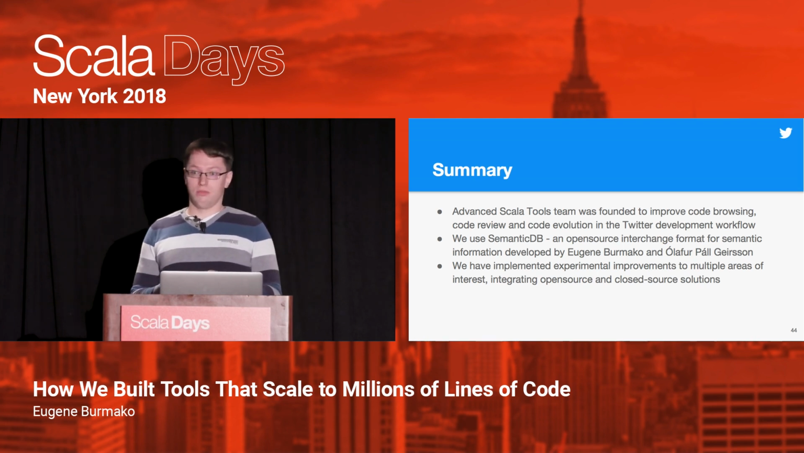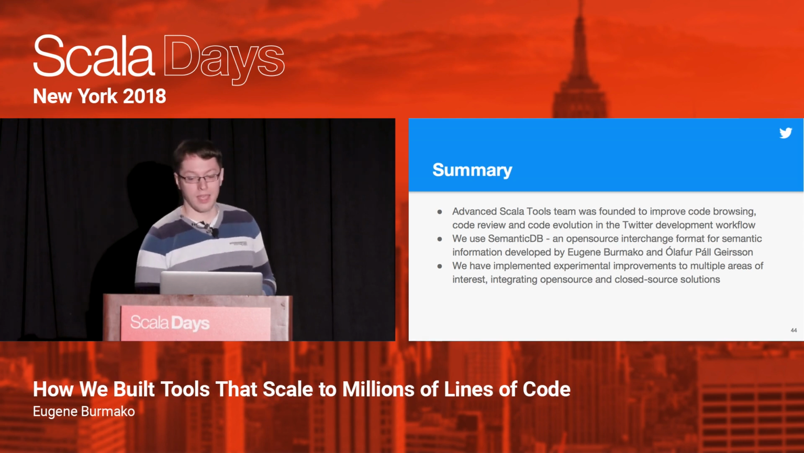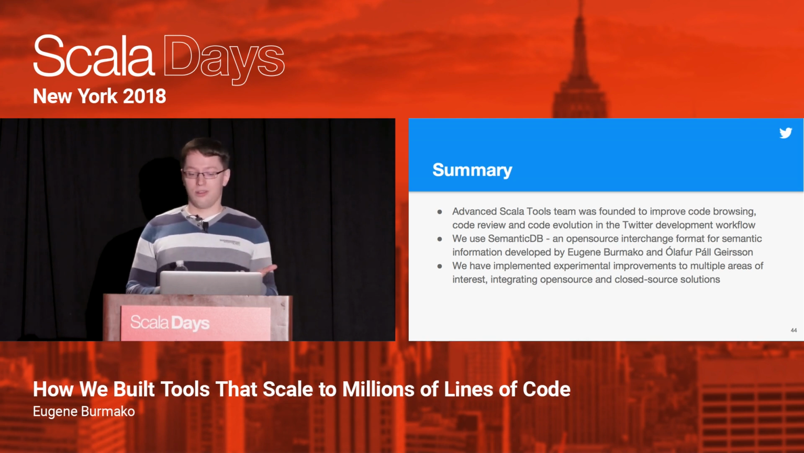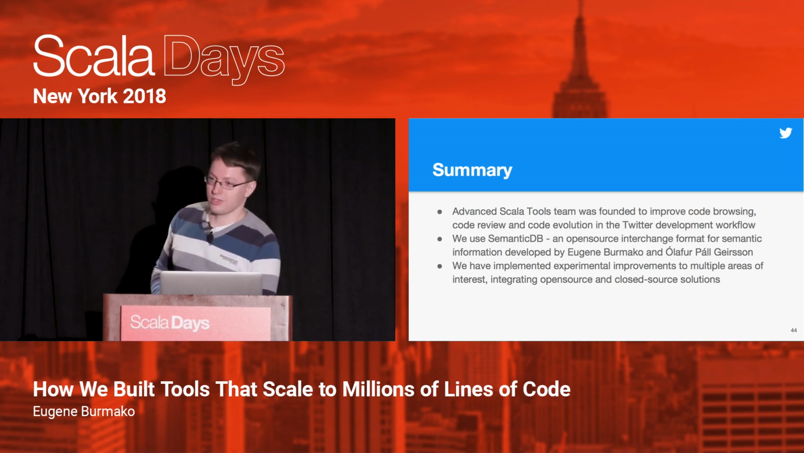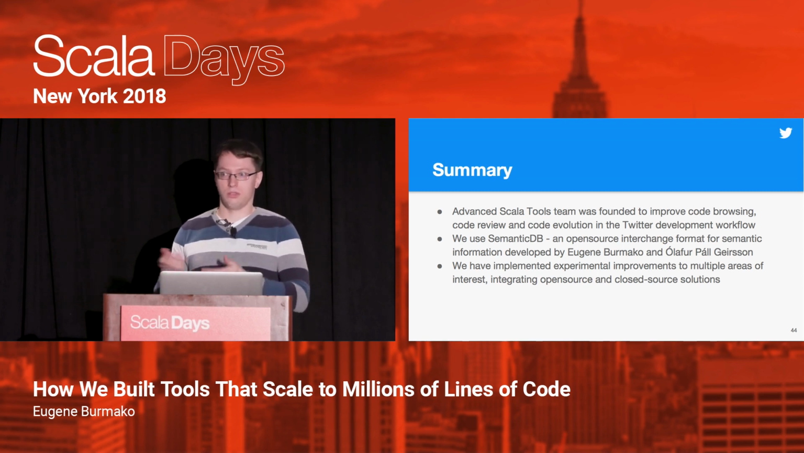As a result, I believe we do have a useful artifact, Semantic DB, which is a data format for semantic information that Olaf and I developed together, thanks to the funding from Twitter and Scala Center. On top of this infrastructure, internally at Twitter, we have implemented experimental improvements to the areas of interest, which were on our roadmap initially. These improvements use both open source software like ScalaFix and closed source stuff for something that we cannot open source, like our build cluster.